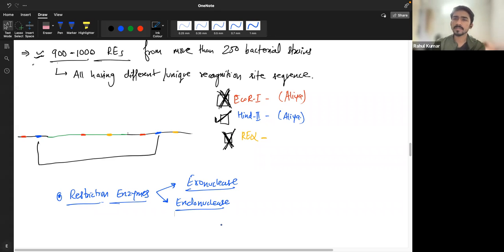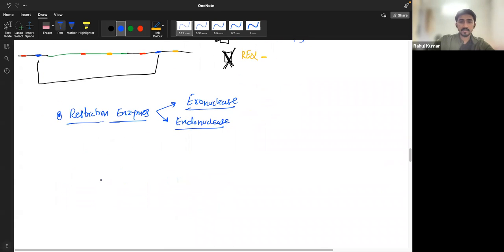Now, what are these sequences that I'm saying they recognize? I told you that they can be of varied length, sometimes 4, 6, 8, any number of base pairs that they will recognize. But write down, the recognition sites are palindromes. You know what palindromes are? Anyone know what a palindrome is?